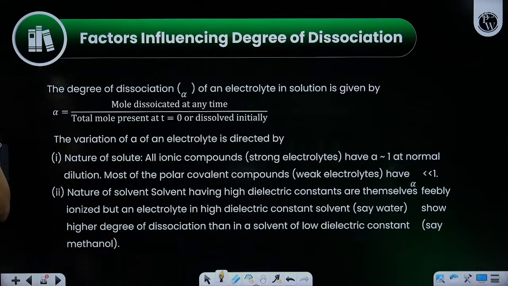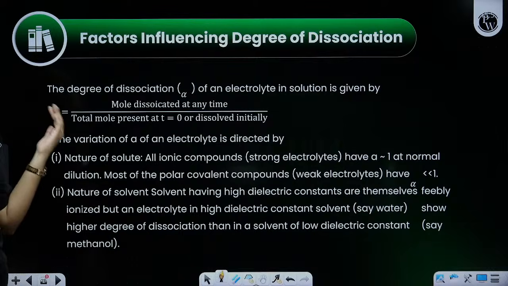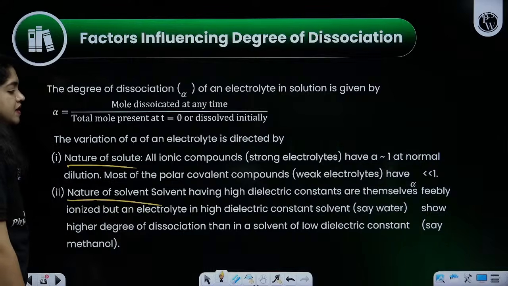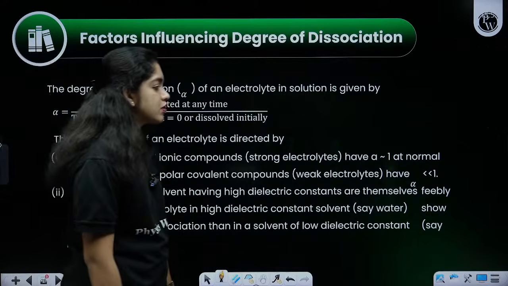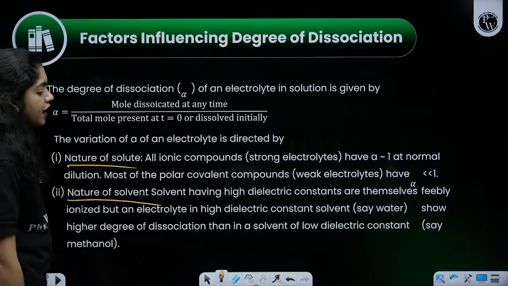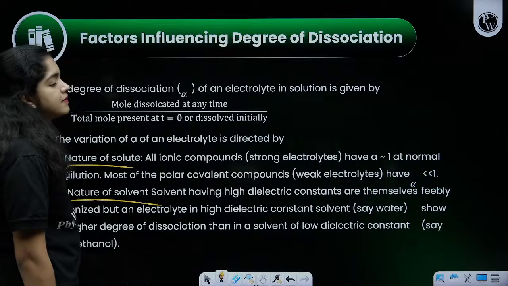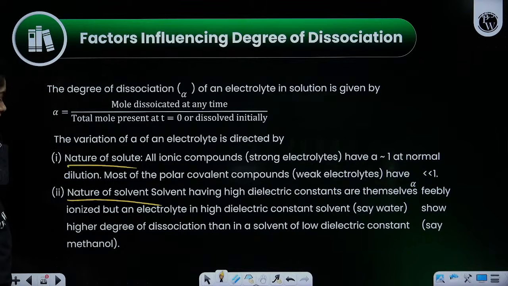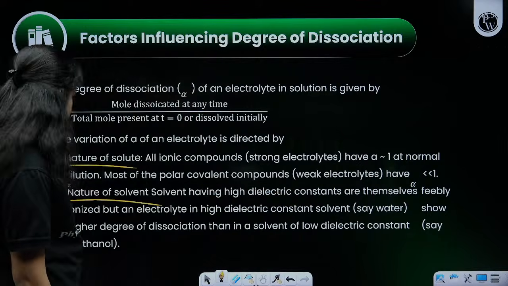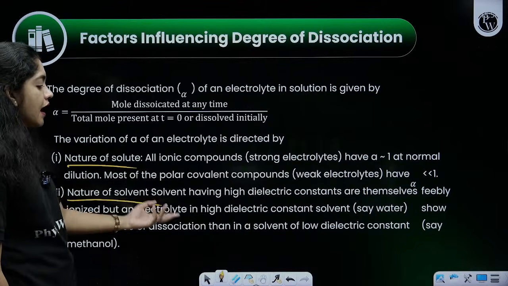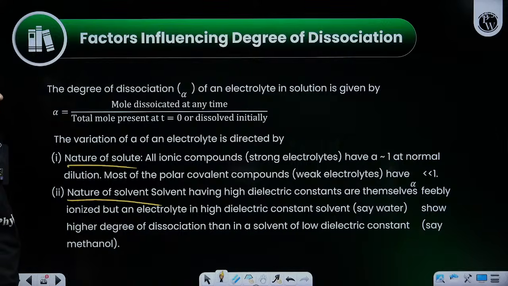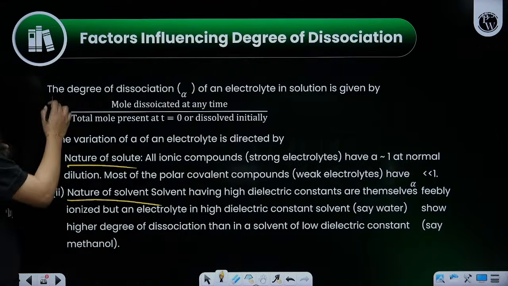Okay. Then factors influencing the degree of dissociation. The degree of dissociation is affected by the nature of the solute and the nature of the solvent we used. The solute means all ionic compounds. Strong electrolytes have approximately 1 at normal dilution. Polar covalent compounds have less than 1. Then nature of solvent: solvents having high dielectric constant are themselves feebly ionized, but an electrolyte in a high dielectric constant solvent shows a higher degree of dissociation than in other solvents. So these are the two factors affecting the degree of dissociation alpha.